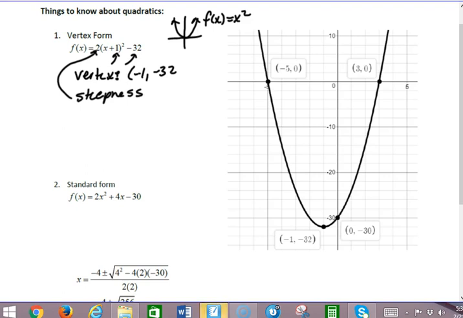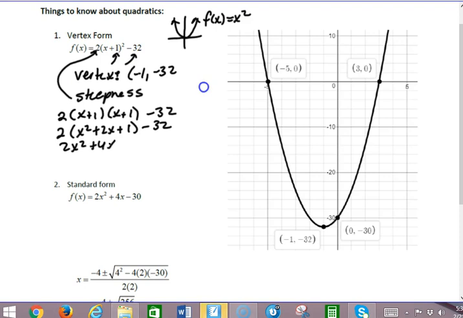Now we can multiply this out and get this into standard form. So if we multiply this out, it's going to be 2 times x plus 1 times x plus 1 minus 32. So 2 times x squared plus 2x plus 1, minus 32. 2x squared plus 4x plus 2 minus 32. So we end up with f of x equals 2x squared plus 4x minus 30, which is what I have down here, and that's called standard form.